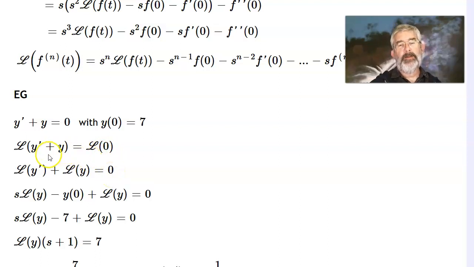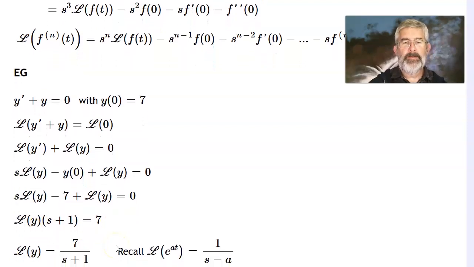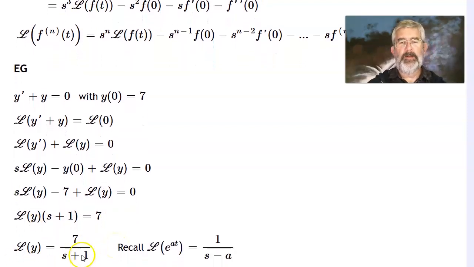We've also shown that, since it's linear, the Laplace transform of a sum is the sum of the Laplace transforms. And now the Laplace transform of y prime is s times the Laplace transform of y minus y of 0. So I know what y of 0 is, that's my initial condition. Plug the 7 in there. And then do a little bit of algebra. Slide the 7 over, factor the L of y out, and solve for L of y.